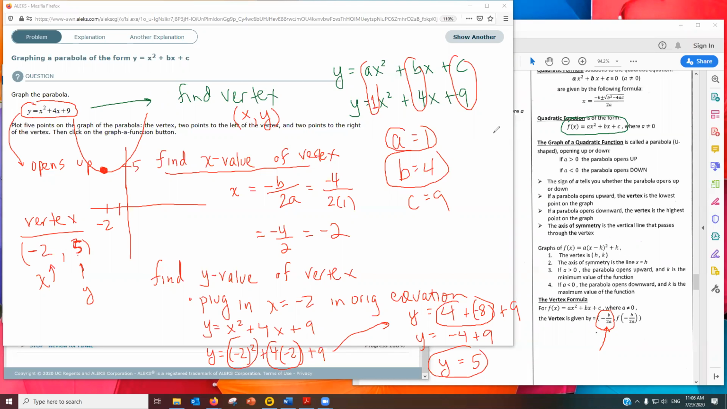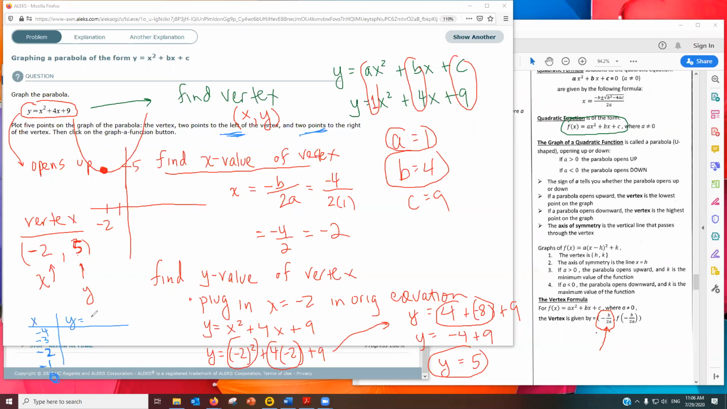I'm going to go to the explanation for this, but basically, here's the table we're going to make up. I'll try to do it down here, of x, y values. I know I'm going to put the vertex of negative 2 here. And then they want 2 points to the left. So I'm going to make that negative 3 and negative 4. And then they want 2 points to the right. Well, that's going to be negative 1 and 0.